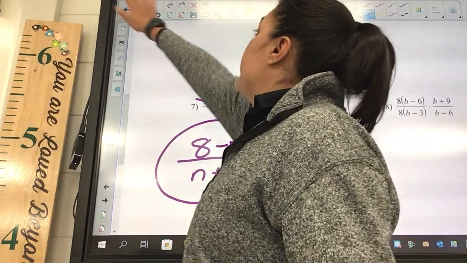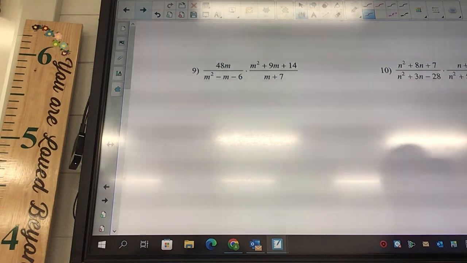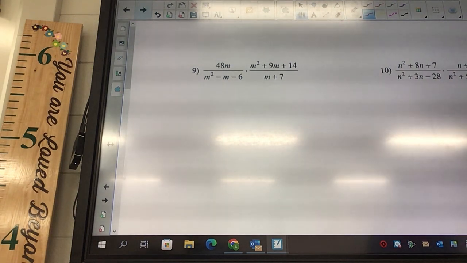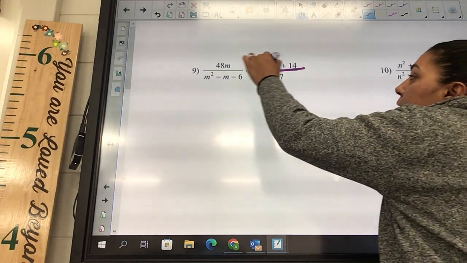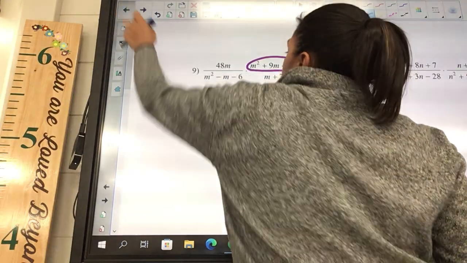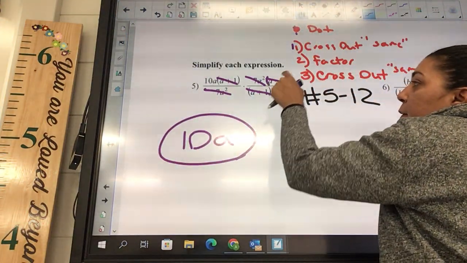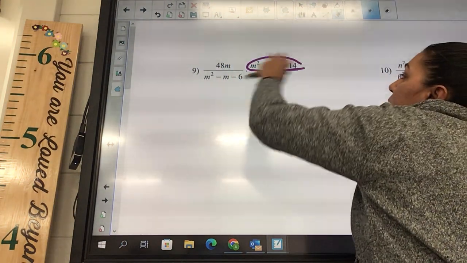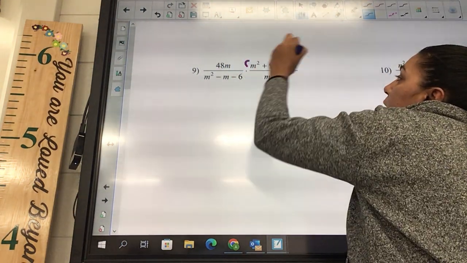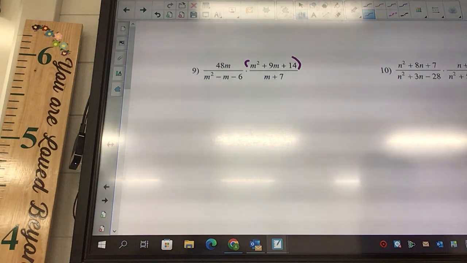Okay, number 9. What can we cross out? M2. No. Okay, so M2, this is all like one piece. The reason you can cross these ones out is because they're separated by parentheses. So this is all one piece. This whole thing really is in parentheses, like this. So we cannot cross anything out.